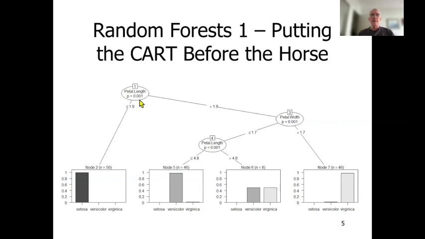If the petal length is greater than 1.9 centimeters, we go the other way in the decision tree to node number three, and we measure the width of the petal. If the width of the petal is more than 1.7 centimeters, then we're going to conclude that it's Iris virginica, because all but four of the virginica are in that group that has a petal length of greater than 1.9 and a petal width of greater than 1.7. And so four of them don't.